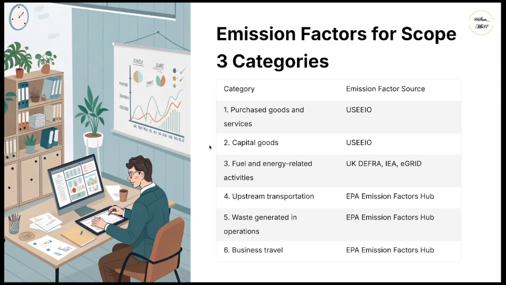When estimating scope 3, as I mentioned, it's essential to use credible category-specific emission factors, and these factors help translate activity data like mileage into GHG emissions. For categories 1 and 2, which are purchased goods and capital goods, a common source is the USEEIO, which is the US Environmentally Extended Input-Output Model. It provides economic sector-based emission factors that are useful when detailed supplier data is not available. So it's similar for the other categories. There are links to the emission factor sources.